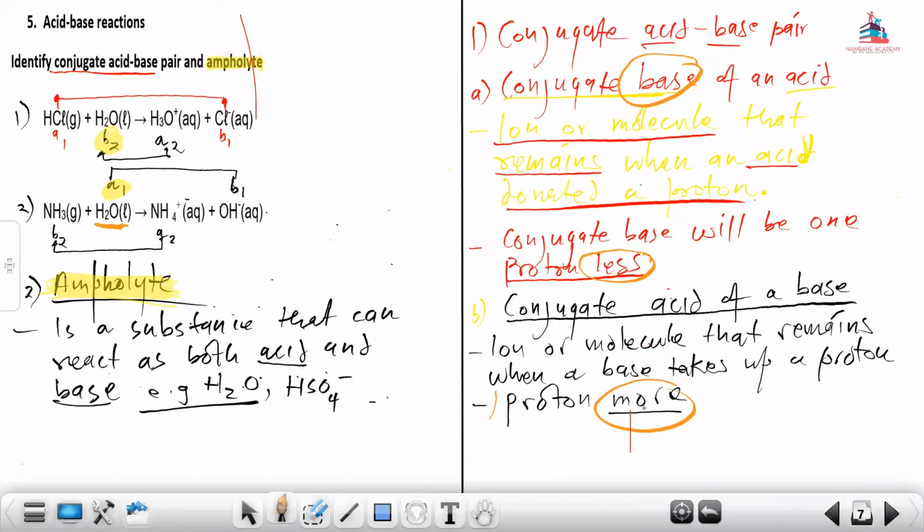So does the word conjugate only appear with acids and bases, or does it appear anywhere else? We'll only use it when we talk of acids and bases.